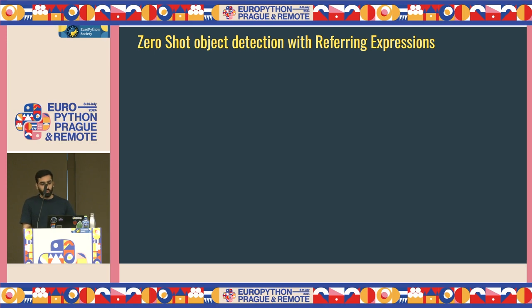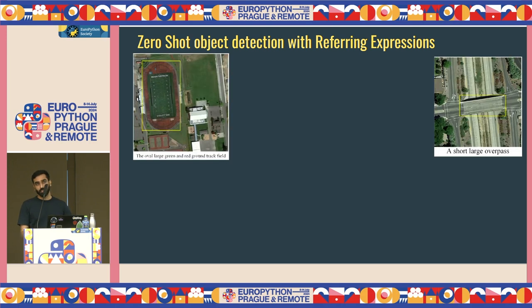So it can be used for zero-shot object detection. You just have to provide a prompt and it will be able to detect those objects. We just have to describe the object we want to detect, like the oval, large, green, and red ground track field. It will detect it for you. And similarly, a short, large overpass.